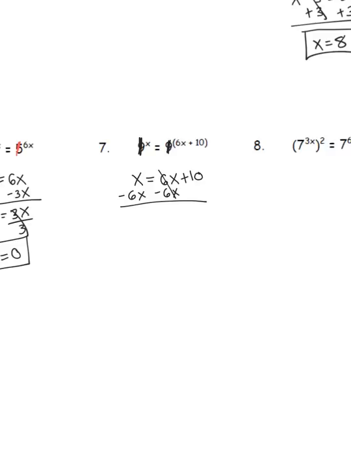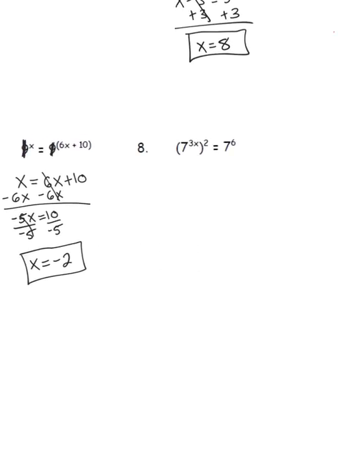So x minus 6x. So think about it like this. You've got $1 and you spend $6. You're in debt now, but you're in debt $5. This is negative 5x equals 10. Then I want to get rid of the negative 5 in front of the x. So you're going to divide both sides by negative 5. So you get x equals negative 2. And that's your answer.